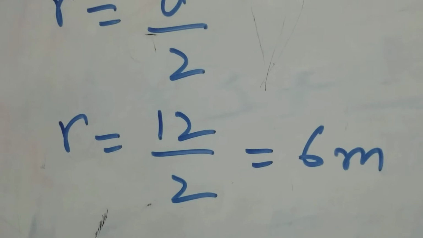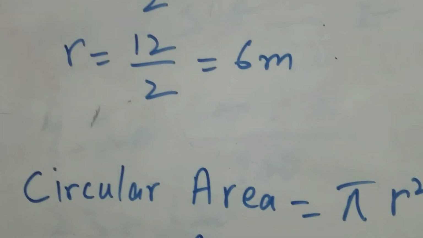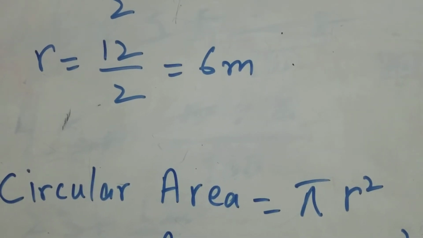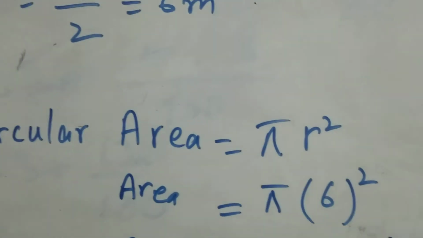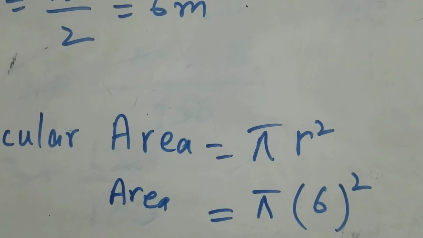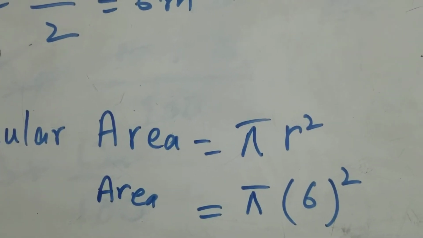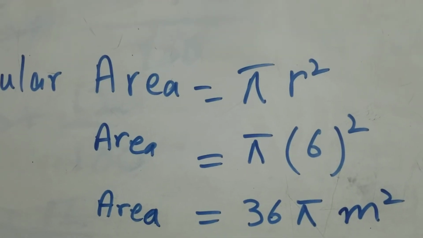Now we put the formula of circular area. This is the formula of circular area. What is the formula? This is pi r square. Now we put the value of r square, r is 6, and when we take the square of 6, this is 36. The area is 36 pi meter square.